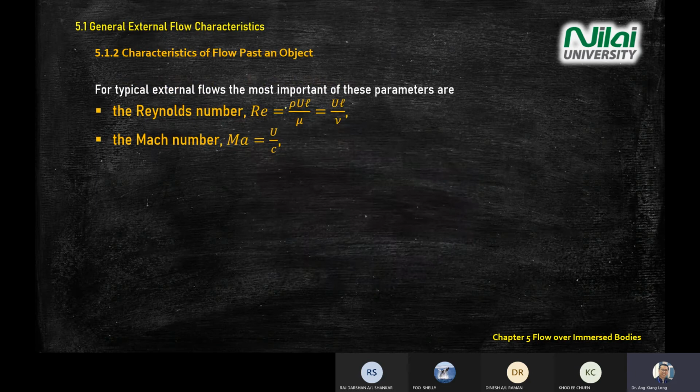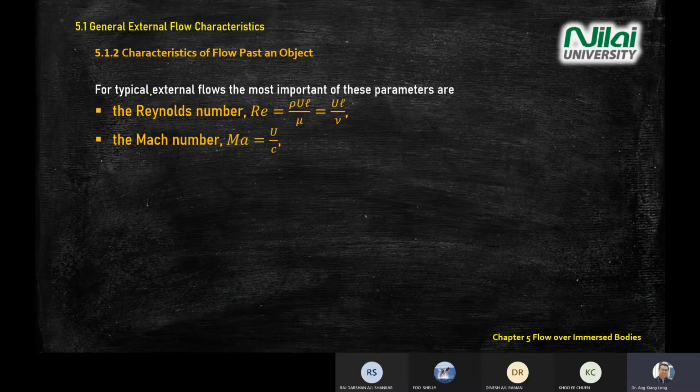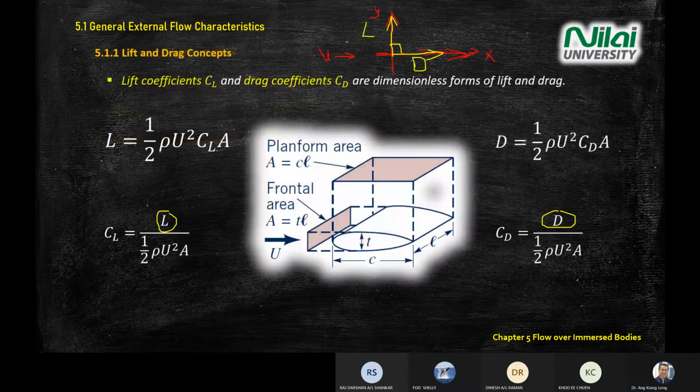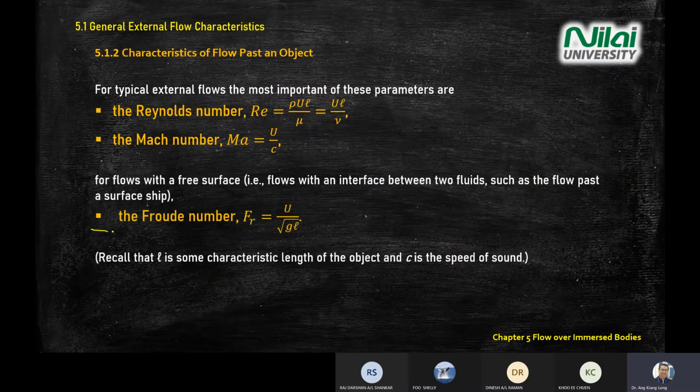Then recall the Reynolds number calculation, rho V D divided by mu. In this case we use L, we change the diameter into L. This one is for external flow. Mach number equals U divided by C. In this module we just touch and go on the Froude number. Froude number Fr equals U divided by the square root of g times L, where L is the characteristic length.